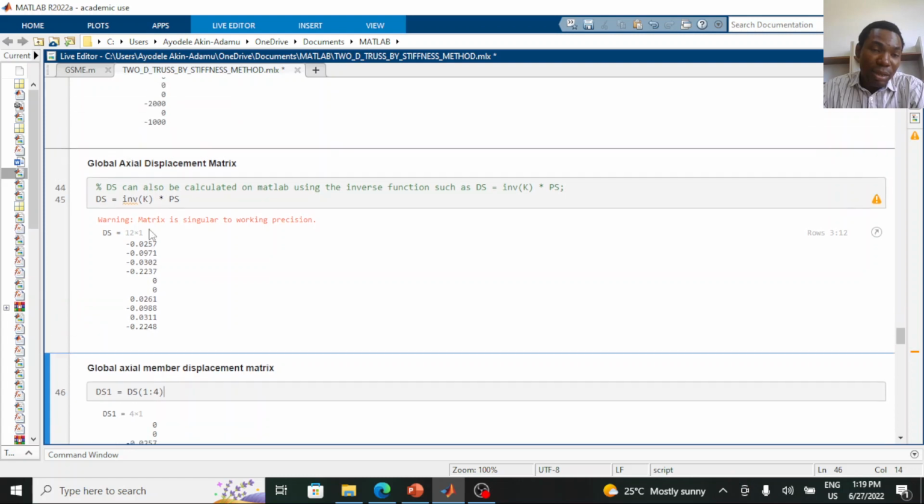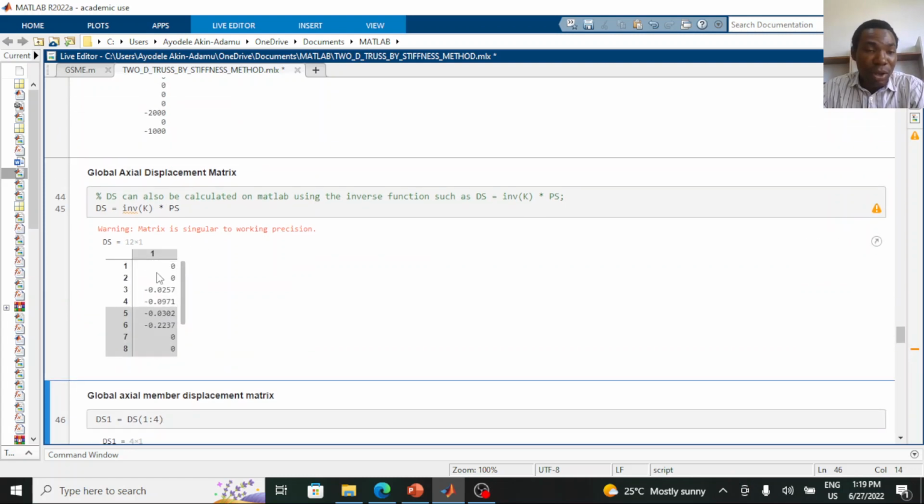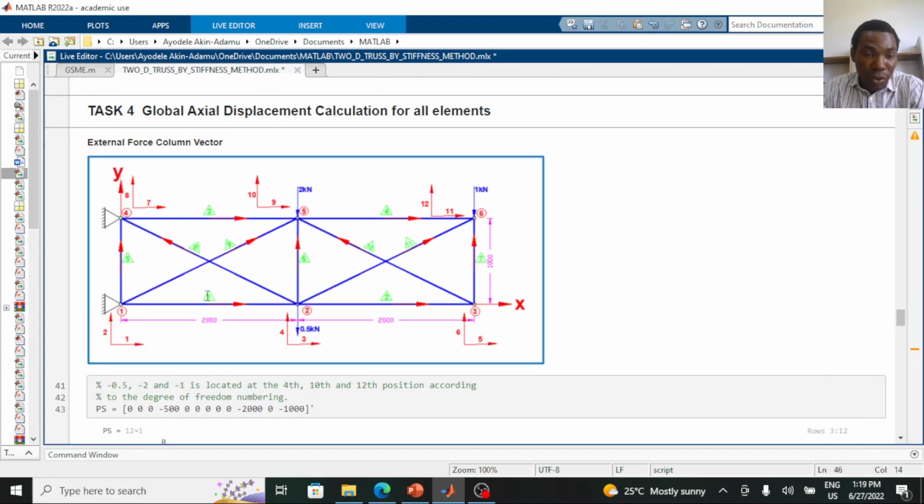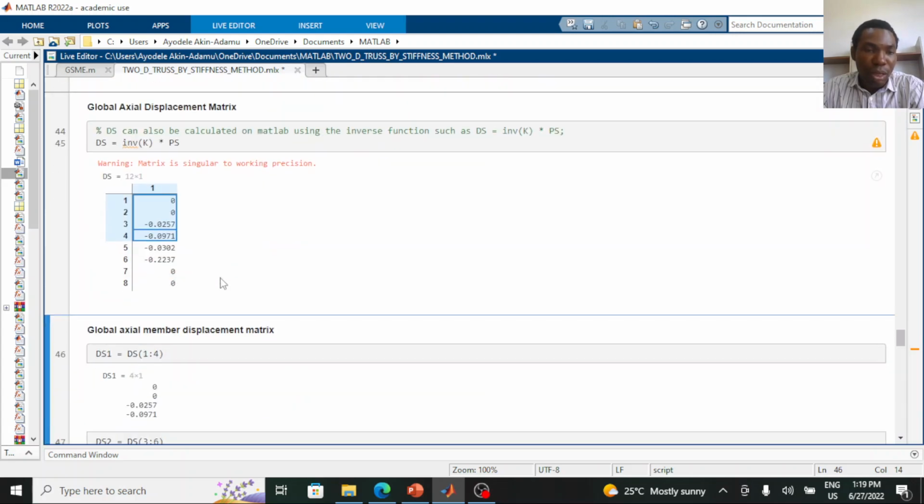For element 1, I've explained this in my previous video. Element 1 is located between node 1 and node 2, between degrees of freedom 1 to 4. I'm taking my numbering as 1, 2, 3, 4 because the arrow is pointing from node 1. If the arrow is pointing from node 2, the numbering will be 3, 4, 1, 2. But it is 1, 2, 3, 4 because the arrow is pointing from node 1. So 1, 2, 3, 4, I'm going to extract.